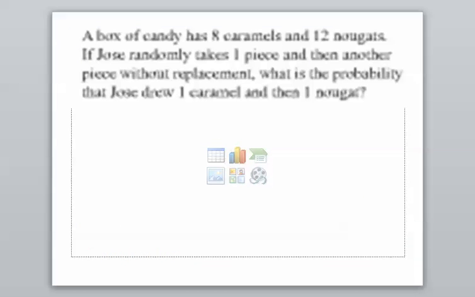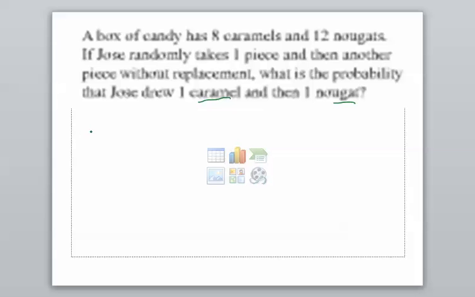Cool. So here's a word problem. It says a box of candy has 8 caramels and 12 nougats. If Jose randomly takes one piece and then another piece without replacement, well, that's good. Probably bit into the first piece, right? What's the probability that Jose drew 1 caramel and then 1 nougat? Well, let's see here.